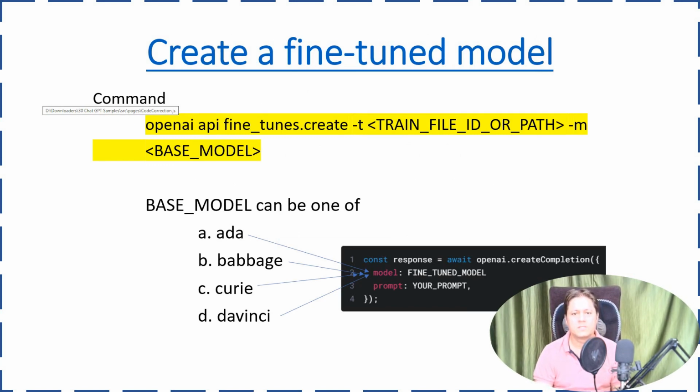Okay, so this is the example of how to create the fine-tuned model. Here you can create the fine-tuned model, and you can see there are 2 parameters. One is model and one is prompt. This model can be one of these 4: Ada, Babbage, Curie, or Da Vinci. And your prompt means whatever prompt you are writing. So this prompt will contain your JSONL document.